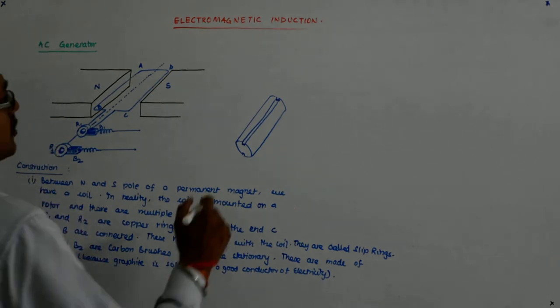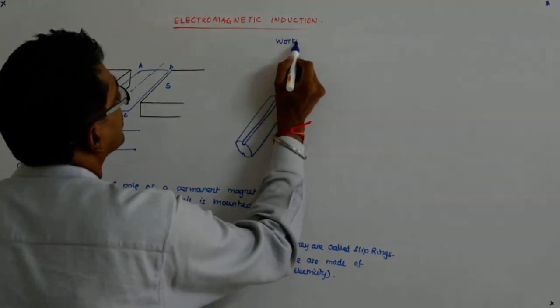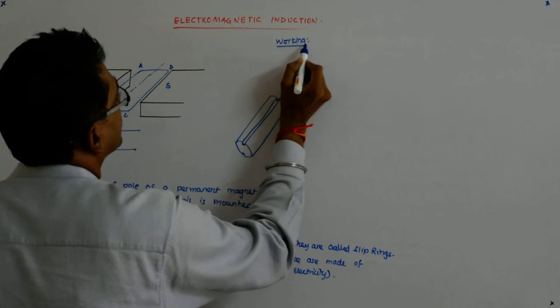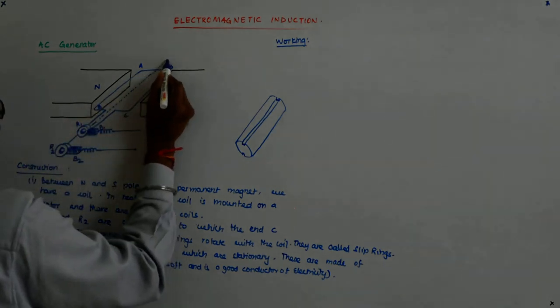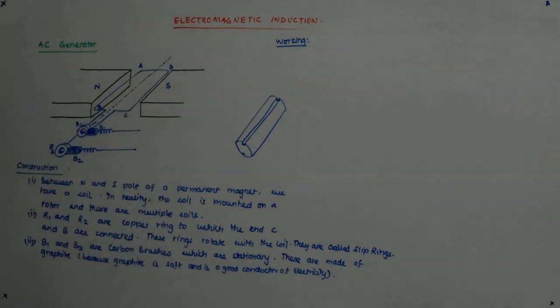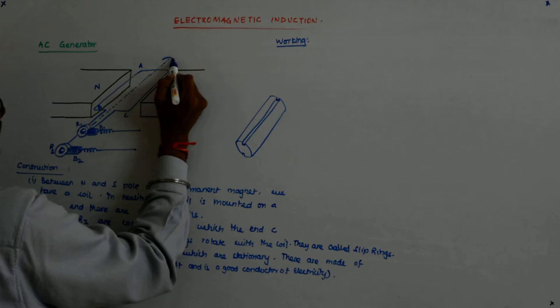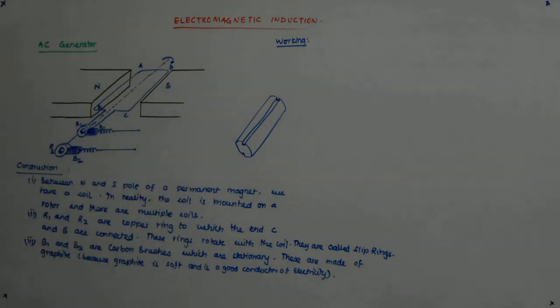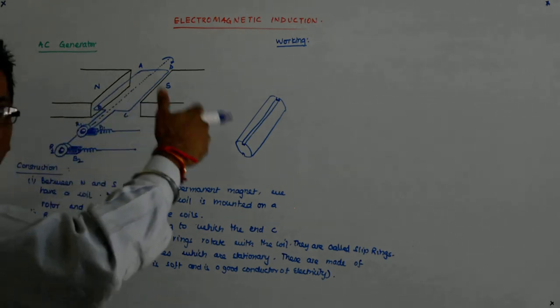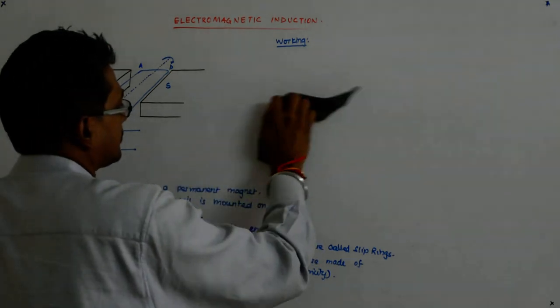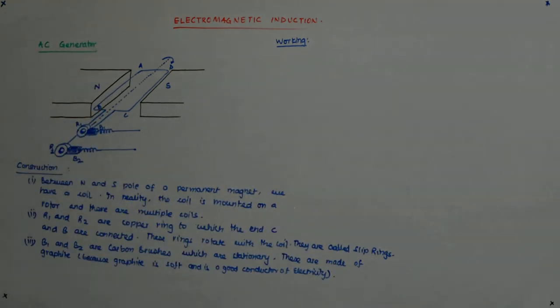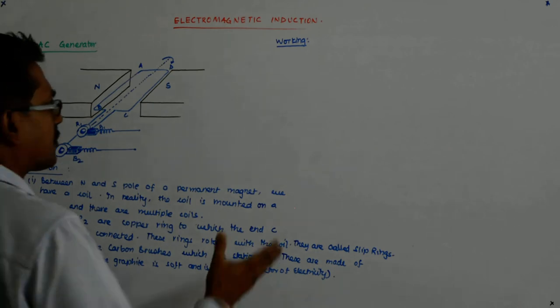Now what is the working? How does it work? See what happens. Suppose it turns like this. Okay, that is looking from this direction in a clockwise direction, right? It turns in a clockwise direction. Do I erase this one? That was the rotor that I had drawn.